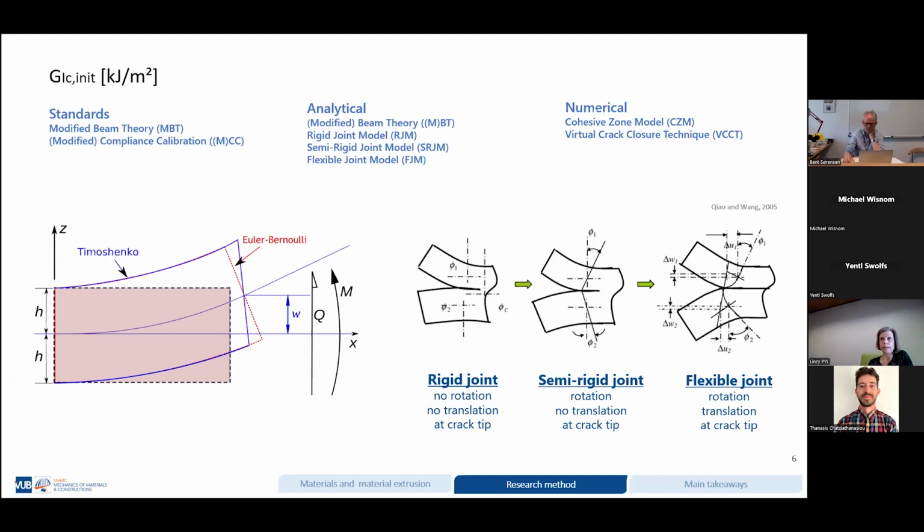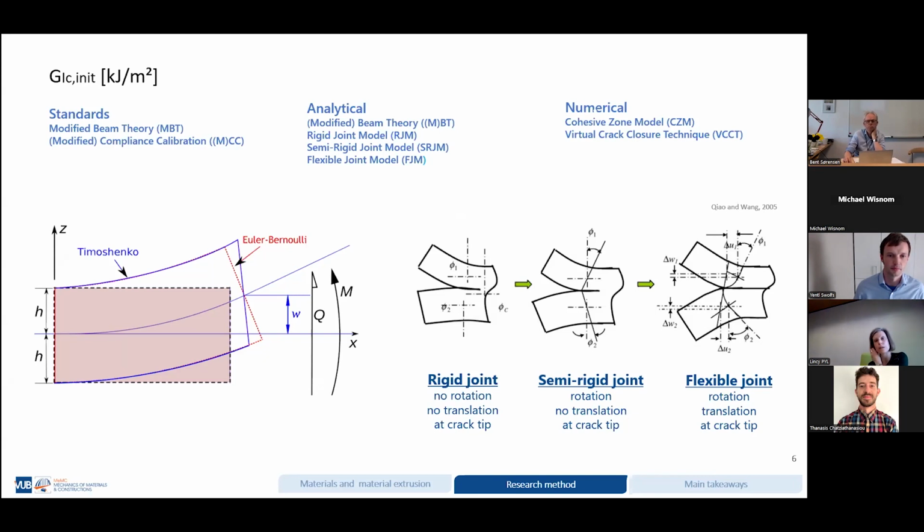Then we go to the analytical models, where we used the modified beam theory based on Euler-Bernoulli that we just discussed. And there are the different, novel analytical models developed by Xiang Wang: the rigid joint model, where you assume there is no rotation and translation at the crack tip, the semi-rigid model, where you release the constraint from the rotation, and then the flexible model, which takes both into account.